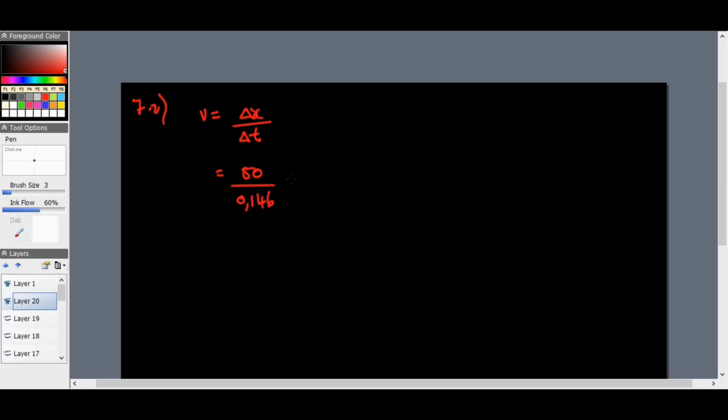Or you could have said speed is equal to d over t, distance over time. And that'll give you about 342.47 meters per second, which is just slightly more than the normal speed of sound in air that is usually given, which is 340 meters per second.